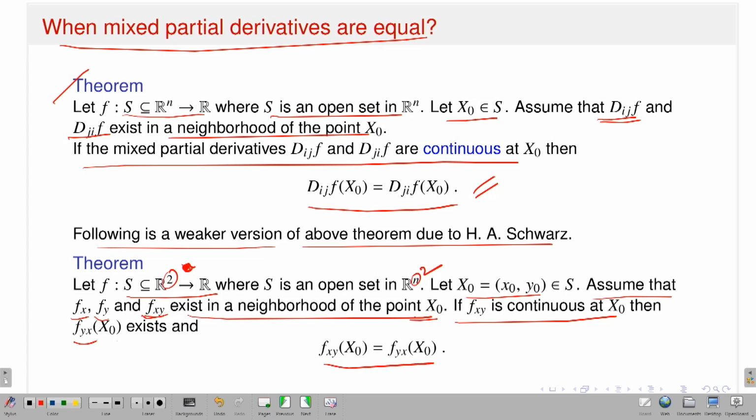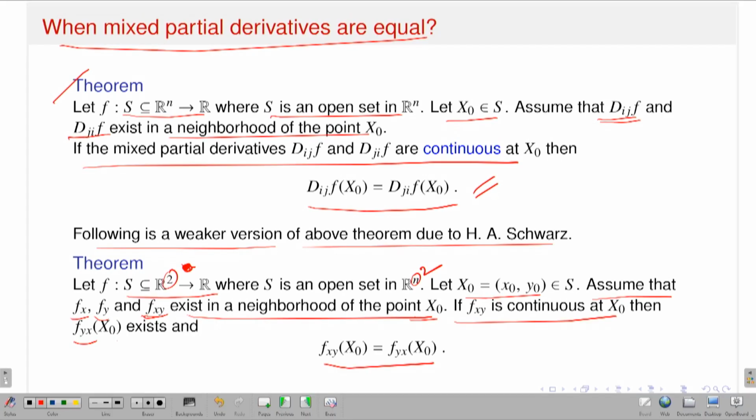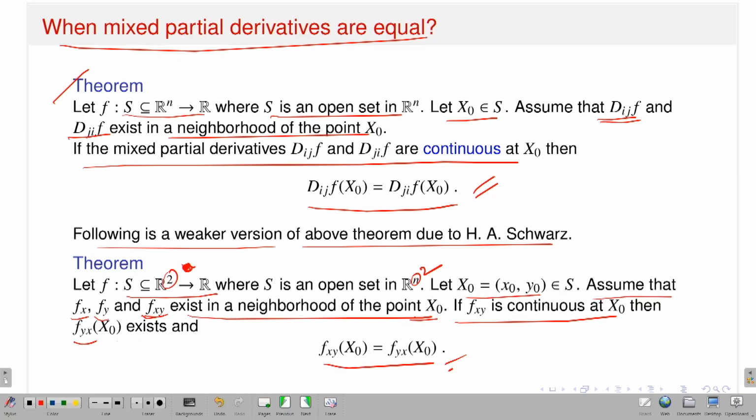So that is why this is much weaker. In a sense, I need the existence of the first order partial derivatives and one of the mixed partial derivatives, along with the continuity of that mixed partial derivative. If I have that, it automatically implies the existence of the other mixed partial derivative at the point. Moreover, the value will be the same. So that is why this is weaker.